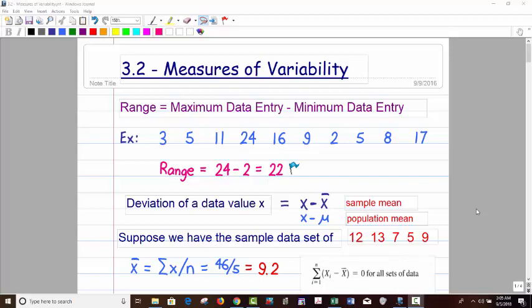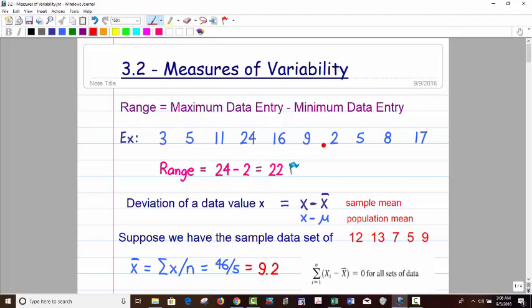So the first one, and by far the easiest thing you'll ever see for variability, is range. And range right here is strictly the maximum data entry minus the minimum data entry. Just a fancy way of saying the largest value in your set minus the smallest value in your set.